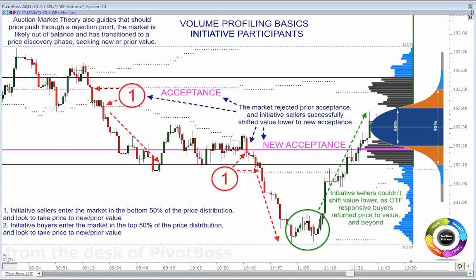It's understanding the auction process, understanding the market participants, and then understanding value and when price gets outside of value. If you understand value and fair pricing and unfair pricing, and if you understand acceptance and rejection, and you understand the two roles of market participants as buyers and as sellers, initiative and responsive, that's all you need to know to become a successful trader using volume profiling and auction market theory.